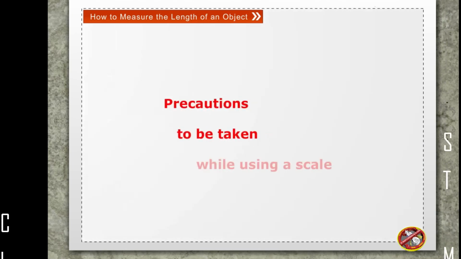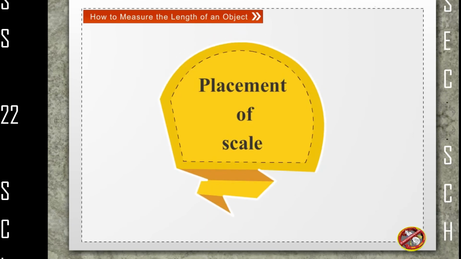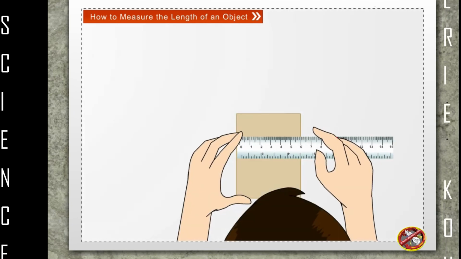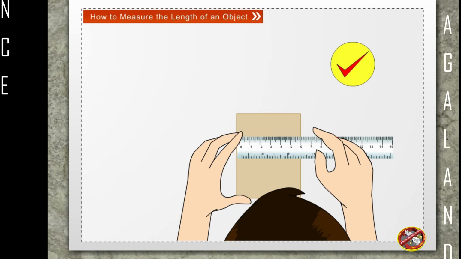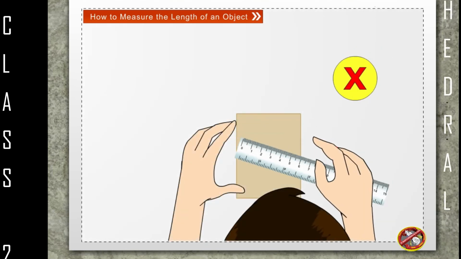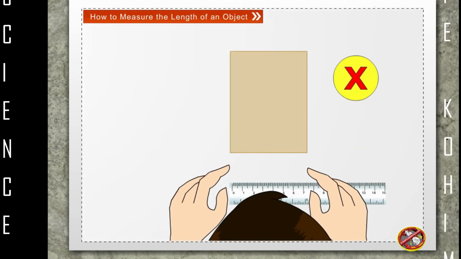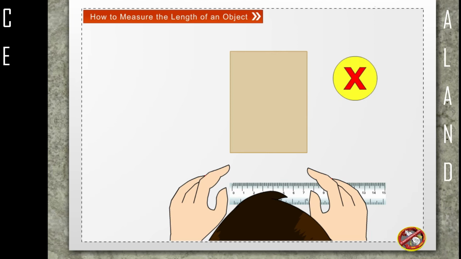Precautions to be taken while using a scale. Placement of scale. The scale should be placed along the length of the object. If we place it at an angle or at a distance from the length we are measuring, our reading will not be correct.